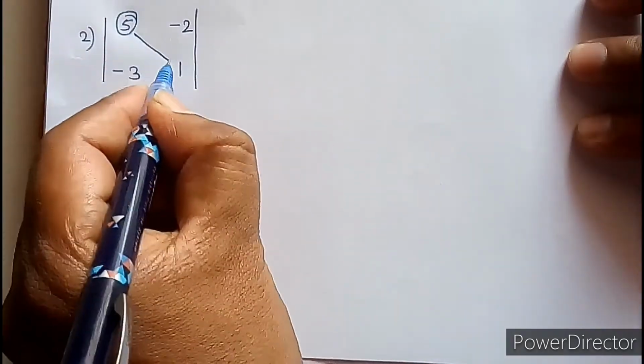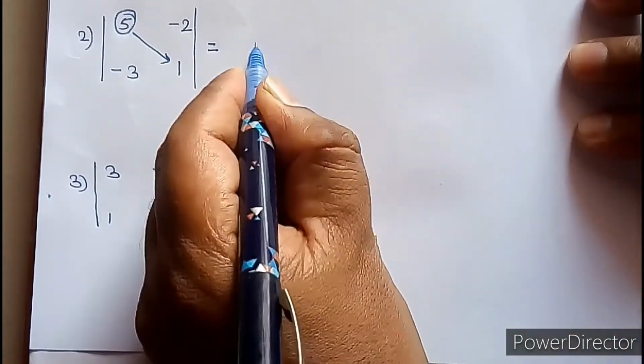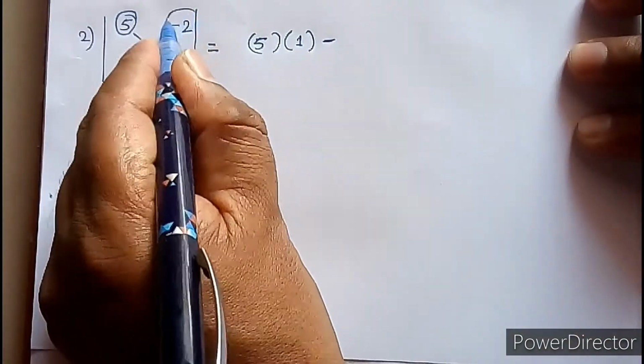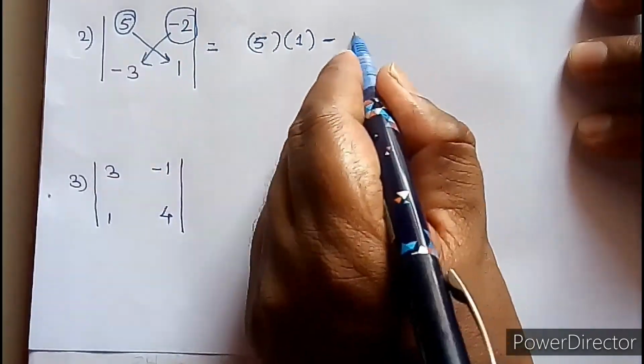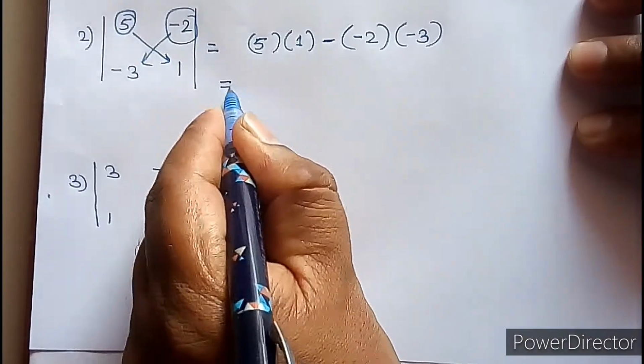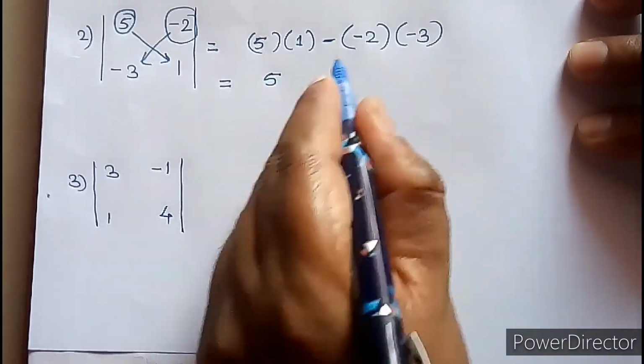Here the value of the first determinant is 22. Now the second determinant: multiply this 5 with 1. This will be 5 into 1 minus, now this minus 2 will be multiplied with minus 3, minus 2 into minus 3. Now 5 into 1 will be 5.